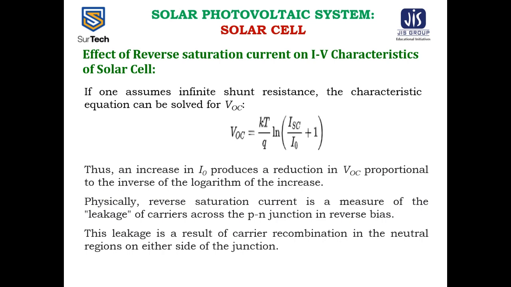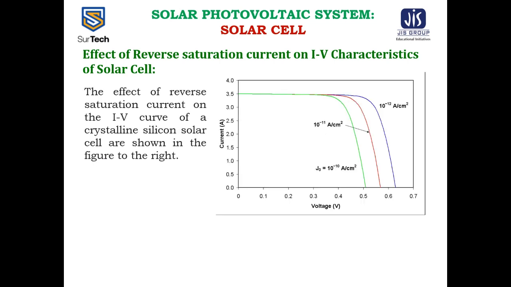Thus, an increase in I0 produces a reduction in the VOC proportional to the logarithm of the increase. This explains mathematically the reason for the reduction in VOC that accompanies increases in temperature, which was described earlier. The effect of reverse saturation current on the IV curve of a crystalline silicon solar cell is shown in the figure on the right.